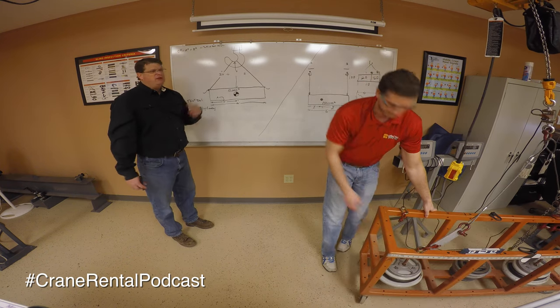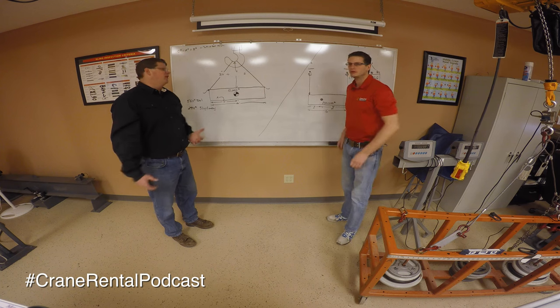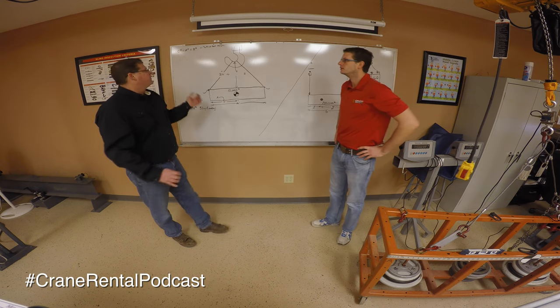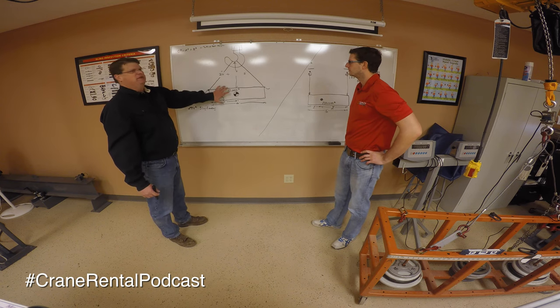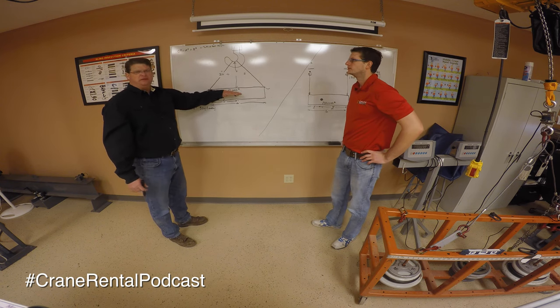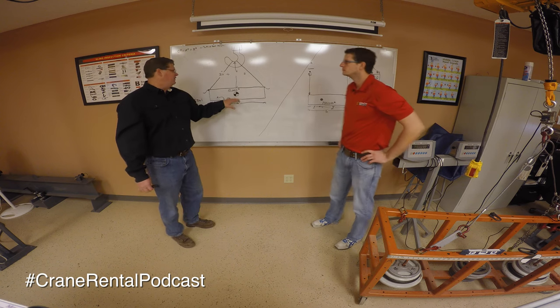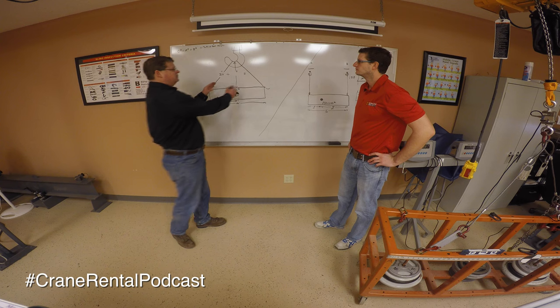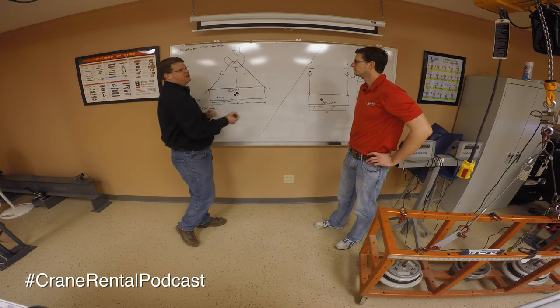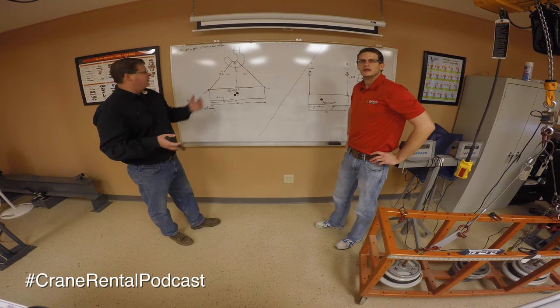So what I thought we could do, Chris, is show the math on this. And we can go further and further into this. There's a lot we can do with this. But for the most part, here's your problem. I've got this weight. It weighs 10,000 pounds. The center of gravity is in the center of the weight, equal distance from the two pick points. That's important, just for the example.